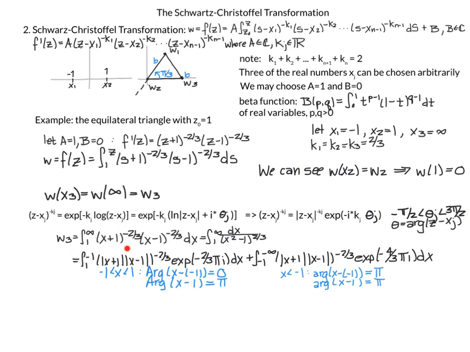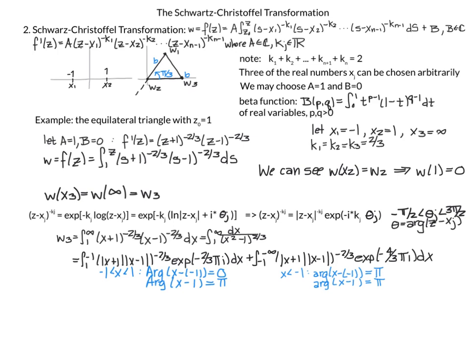Plugging in our x plus 1 to the minus 2/3 as a complex number into our formula, that gives us the magnitude of x plus 1 to the minus 2/3 times our exponent here. But we'll look at the exponent in just a minute. We also have the absolute value of x minus 1 to the 2/3. So we combine those two factors, and then times our exponent.